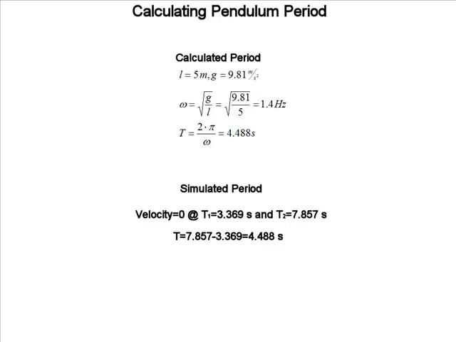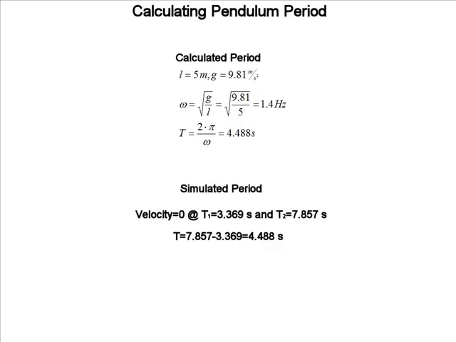The standard formula for calculating the frequency of a simple pendulum is the square root of the gravity divided by the length. In this case, the length is 5 meters, so we get a frequency of 1.4 hertz. We can use this to find the period by dividing 2 times pi by the frequency. This gives us 4.488 seconds, which matches what we got from the simulation.